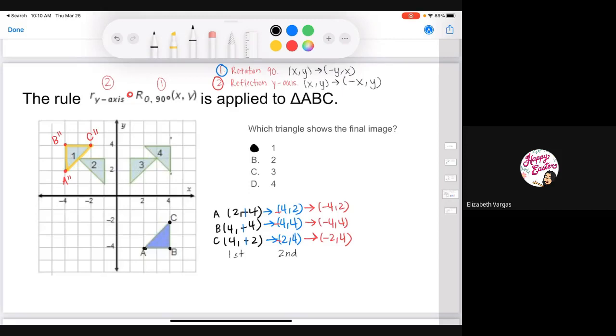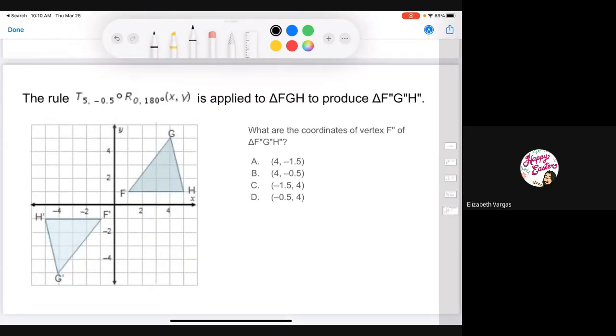And sometimes you may have to find all the coordinates, but sometimes you may be asked to identify a specific coordinate. So you don't have to necessarily spend time doing all of them. Like this one, again, here we have the rule. This is our composition. It's applied to our pre-image FGH to produce F double prime, G double prime, H double prime, or the coordinates of vertex F double prime. So basically, all I need to work with is F. So I start here. This F is located at 1 and 1.